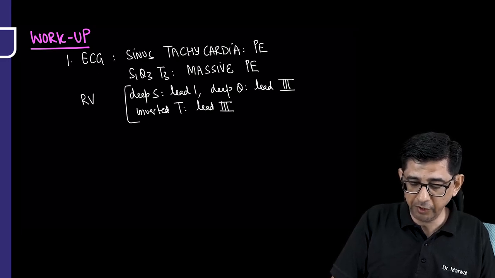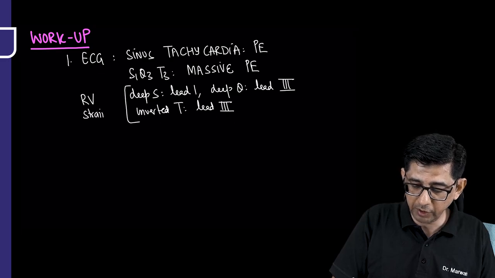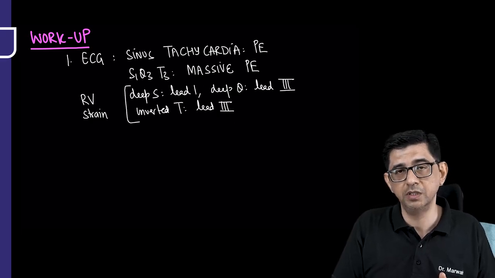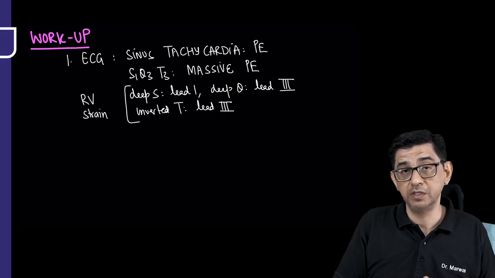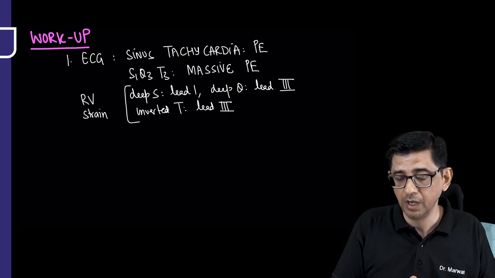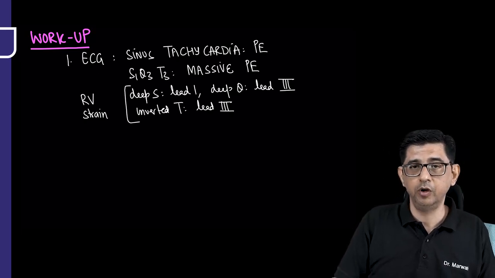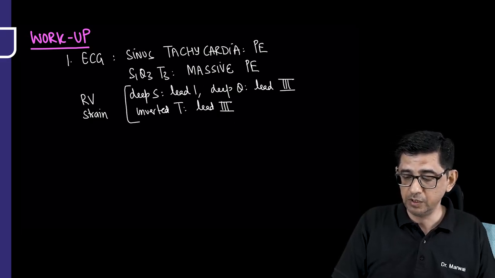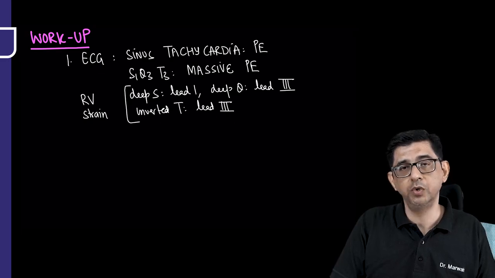Well, what do these findings indicate? They indicate right ventricular strain. The right ventricle is grossly distended. It's trying to work against a resistance because blood vessels are getting obstructed. More than 50% of the lung circulation can have a thrombus. And the learning point is the commonest ECG finding of pulmonary embolism is sinus tachycardia. But if he says massive pulmonary embolism, it is S1Q3T3.